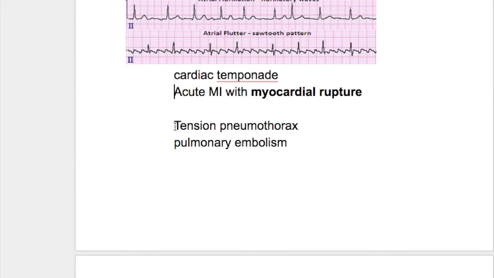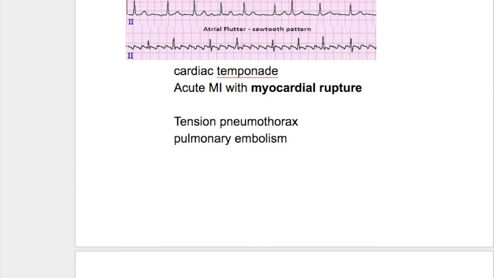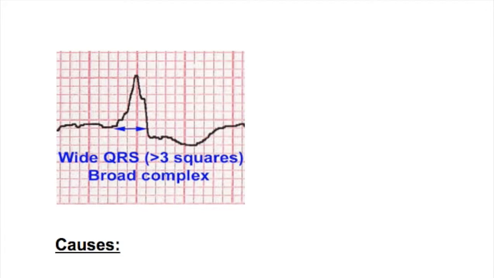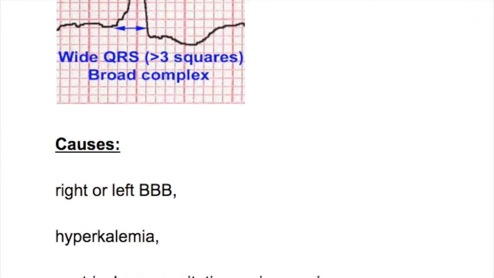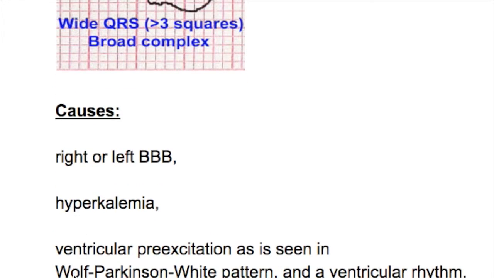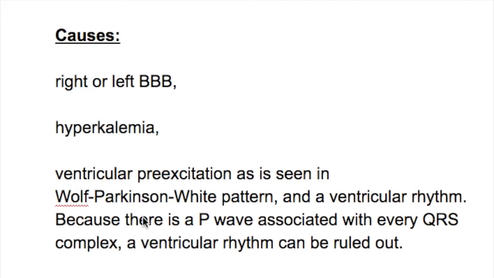The pulmonary causes of narrow QRS are tension pneumothorax and pulmonary embolism. Wide QRS complex, more than 0.1 seconds. What are the causes of a wide QRS complex? Bundle branch block, hyperkalemia, Wolff-Parkinson-White syndrome. In Wolff-Parkinson-White syndrome, there is a wide QRS complex with a notch or slurring at the beginning of the upstroke of the QRS, and there is a short PR interval.